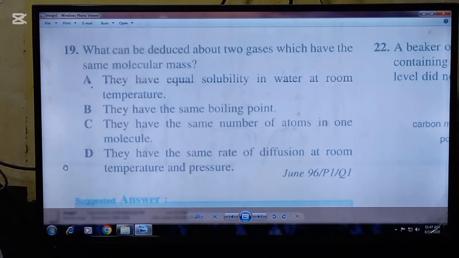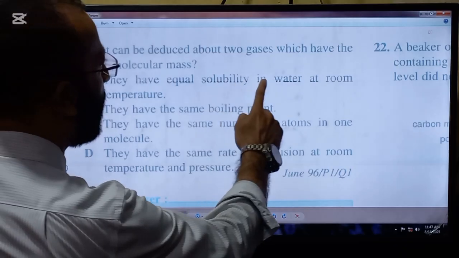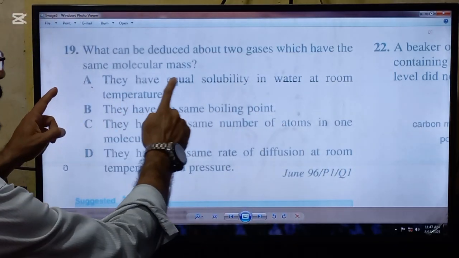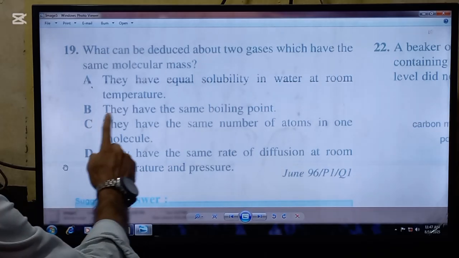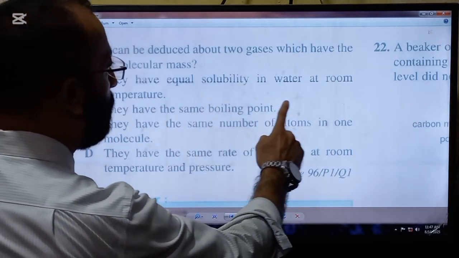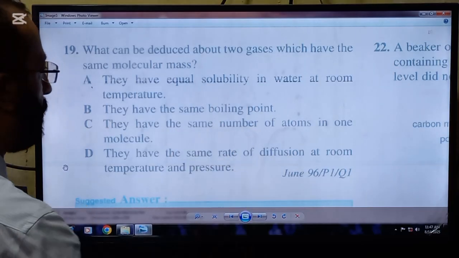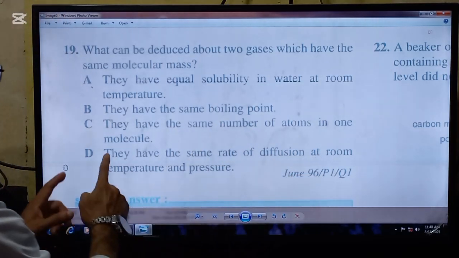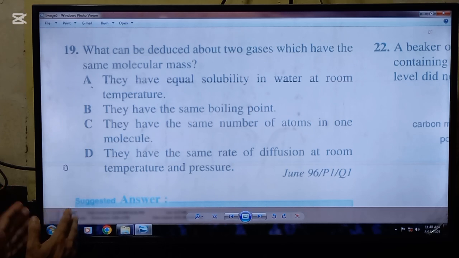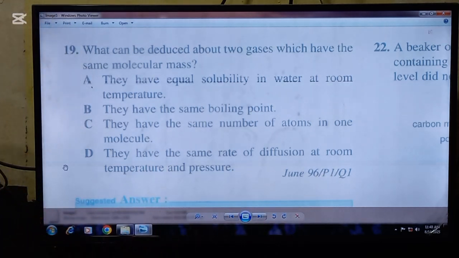Here is another question. The statement of the question is: what can be deduced about two gases which have the same molecular mass? And the options are here. A, they have equal solubility in water at room temperature. B, they have the same boiling point. C, they have the same number of atoms in one molecule. And D, they have the same rate of diffusion at room temperature and pressure.